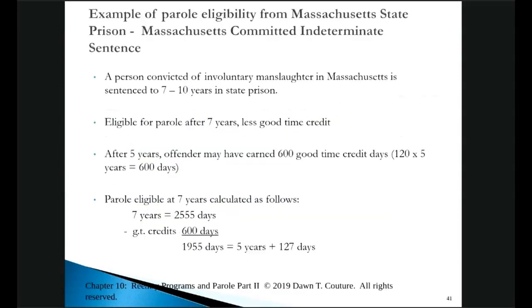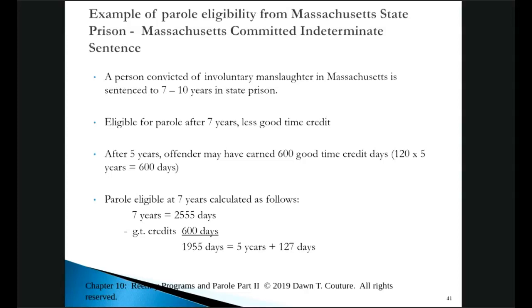Okay. All right, so how does this work? In Massachusetts, it's discretionary parole. It's always for state prison sentences, an indeterminate sentence. Eligibility for parole, if it's not a mandatory minimum offense, is the lowest number minus good time credits that they can earn. So let's assume someone has a 7 to 10 sentence.